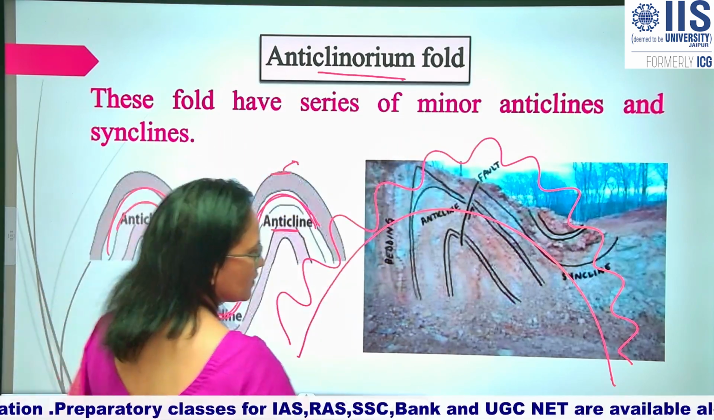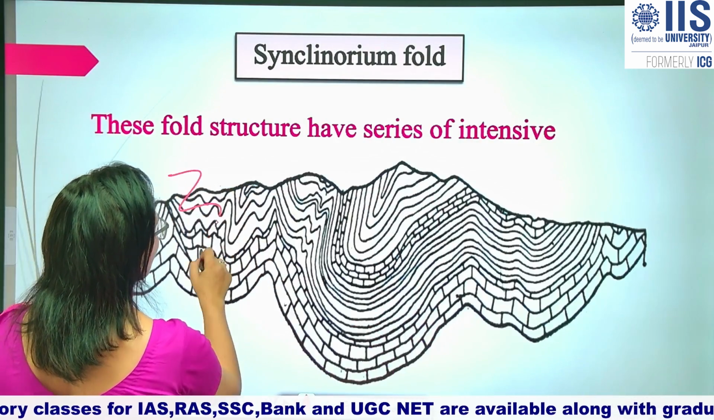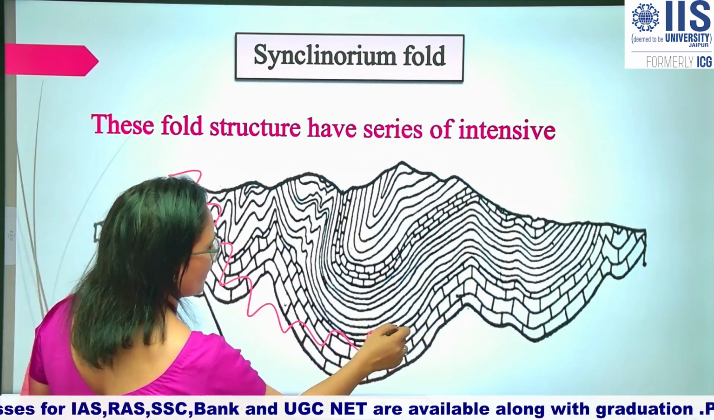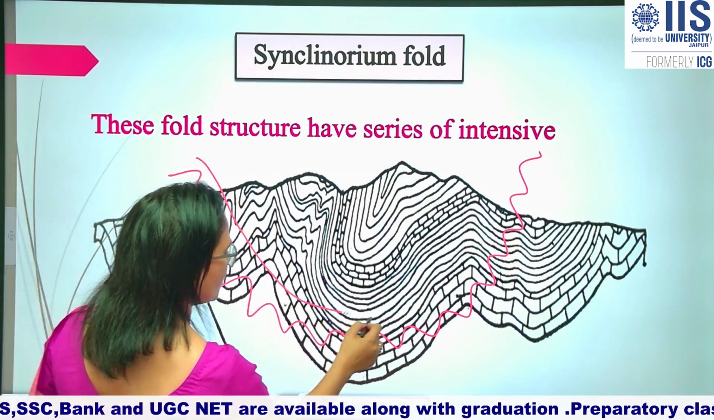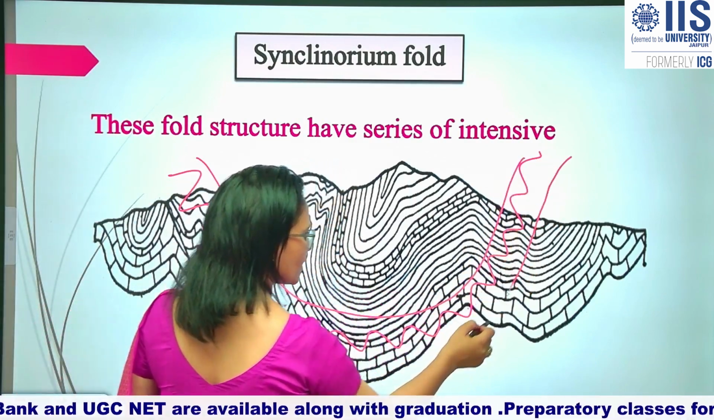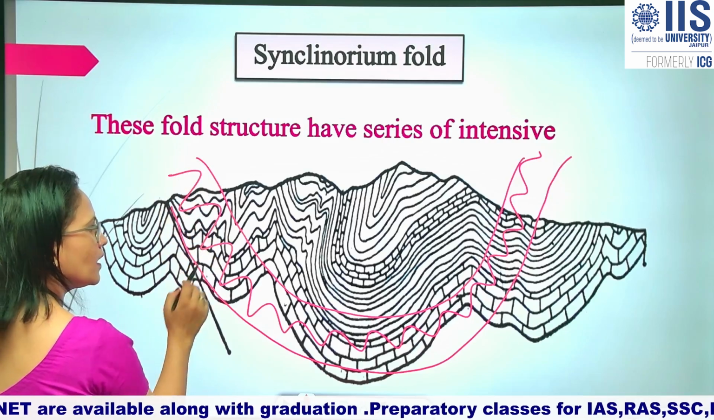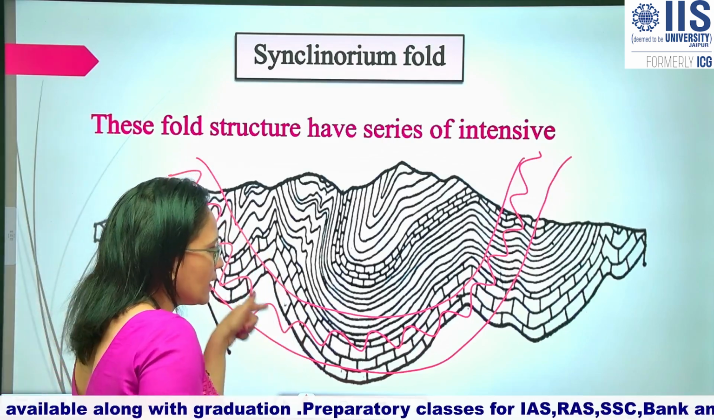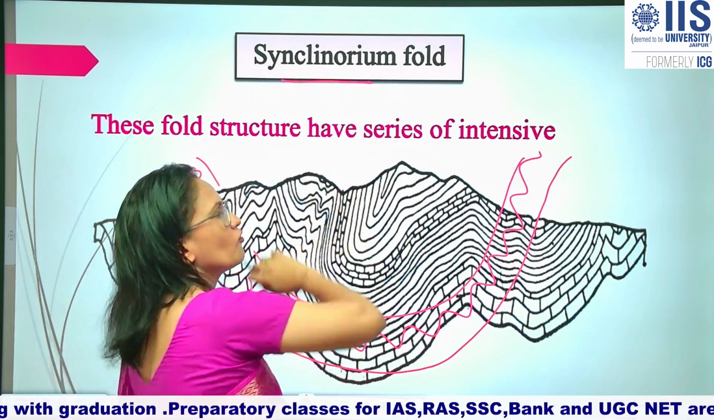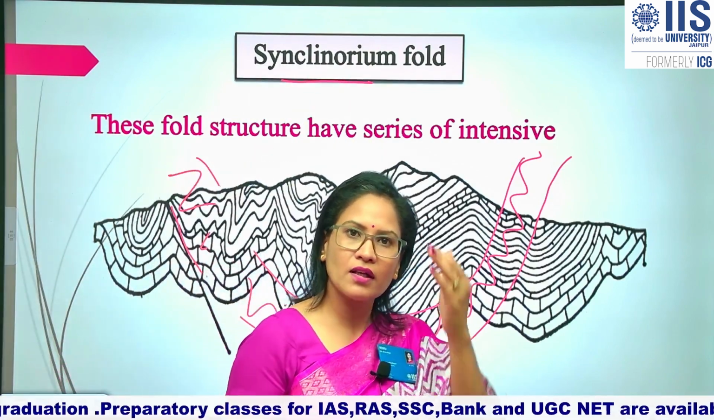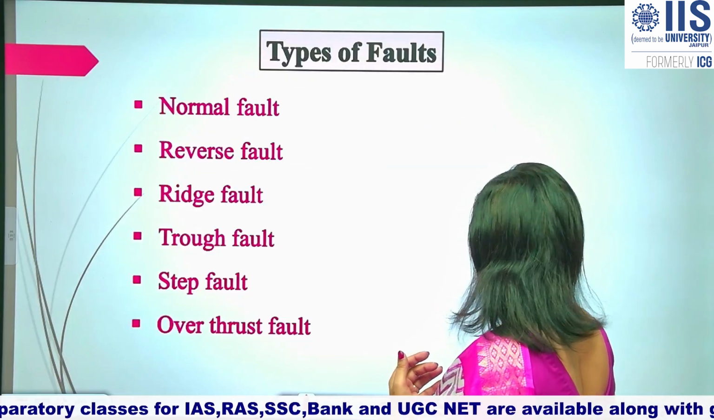Similarly, it happens like this. These structures look like a syncline, but there are again many series of anticlines and synclines in a single series. So combinedly it is known as a synclinorium fold. Is it clear to everyone what types of folds we have?